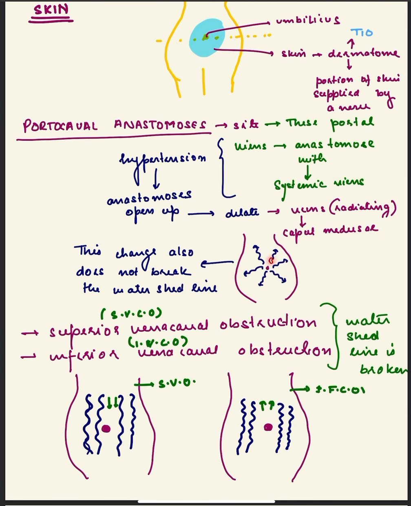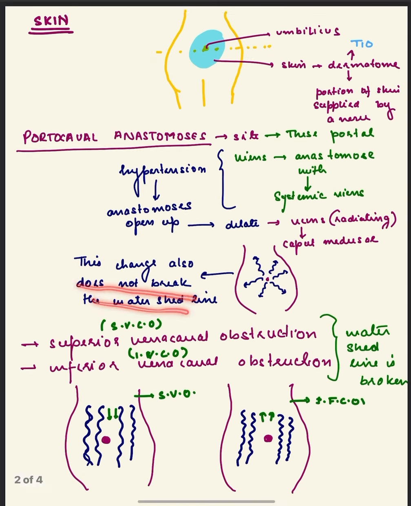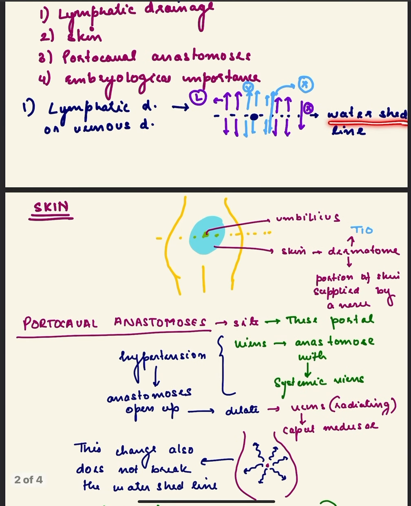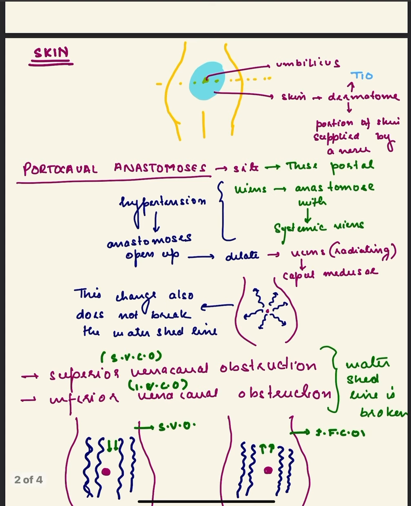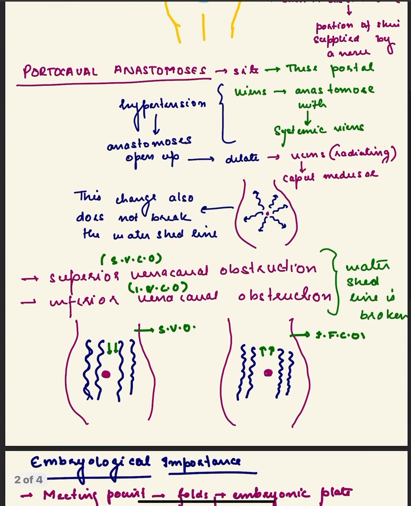Even though the structure is like this, the change will not break the watershed line. The watershed line that we discussed here will not be broken by the caput medusae change that occurred due to the hypertension in the portocaval anastomosis veins which opened. But there are also some other obstructions that take place due to abnormalities, like superior vena cava obstruction. In this obstruction, the watershed line is broken. Same with inferior vena cava obstruction. The watershed line is broken.